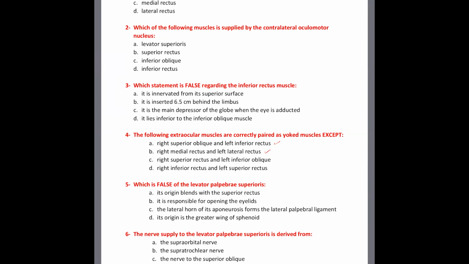Yes, they are. If you are doubting something like this, the rectus, D is wrong. Inferior rectus and superior rectus, they are not yoked muscles. So number D is wrong. If they absolutely contracted together, it would be a very interesting view.